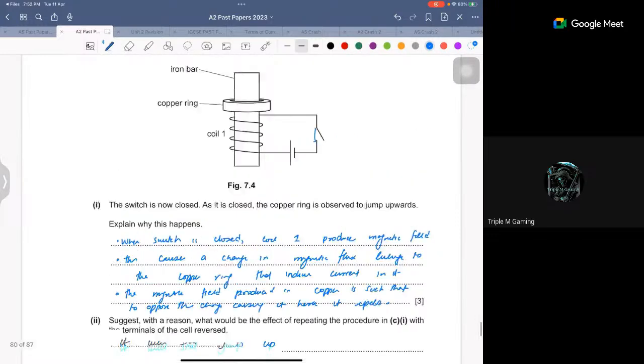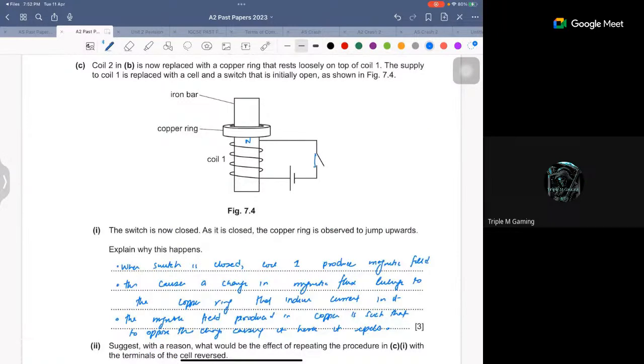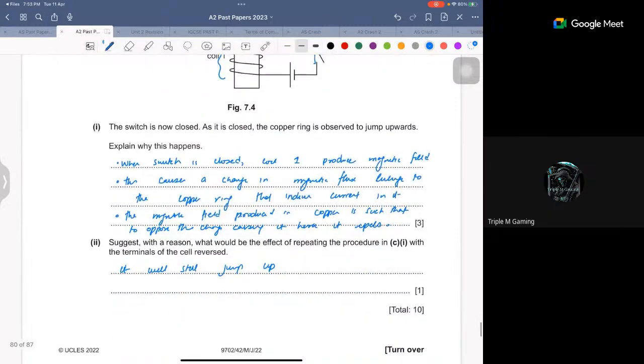Whether you create a north pole here because of this coil or a south pole here, it will always create south when there's north, and north when it's south. So it does not matter. It will always oppose it. That's why it will always jump up. It doesn't really matter even if you switch the terminals. You guys understand? Any questions here?